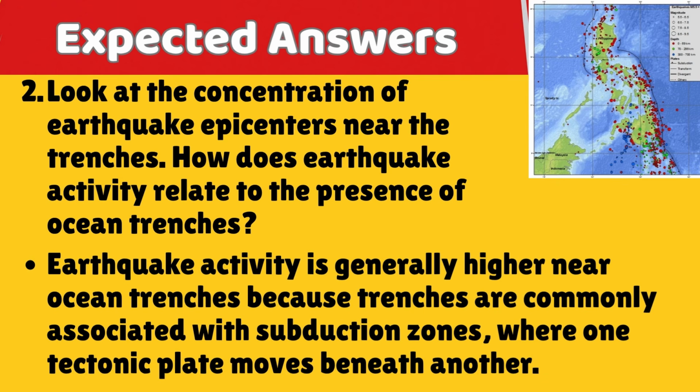Number 2, look at the concentration of earthquake epicenters near the trenches. How does earthquake activity relate to the presence of ocean trenches? So earthquake activity is generally higher near ocean trenches because trenches are commonly associated with subduction zones, where one tectonic plate moves beneath another.